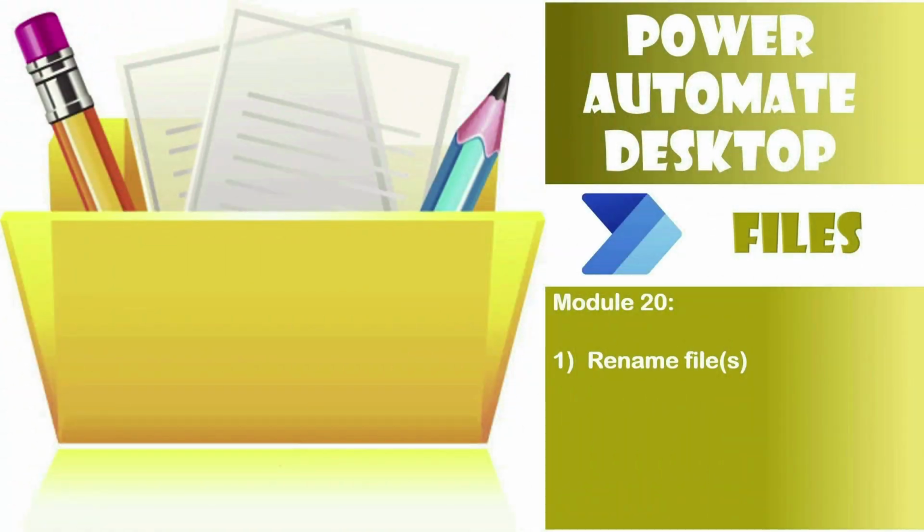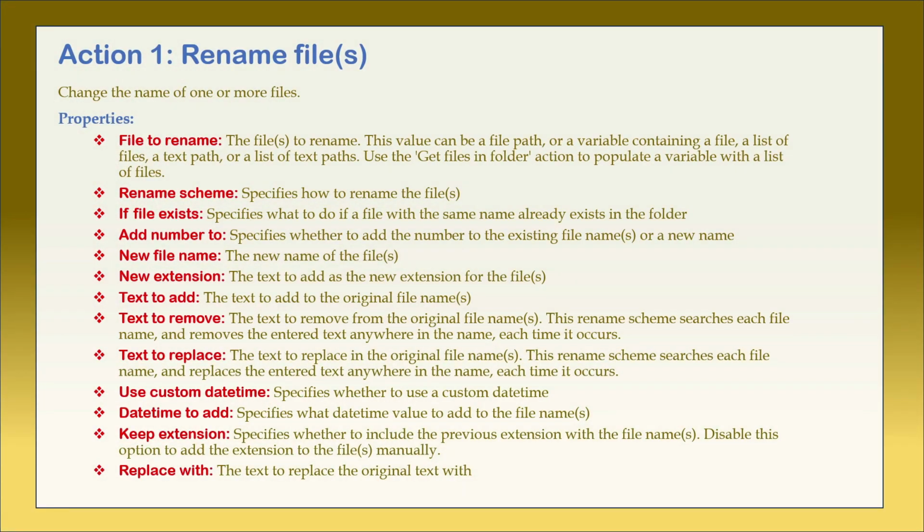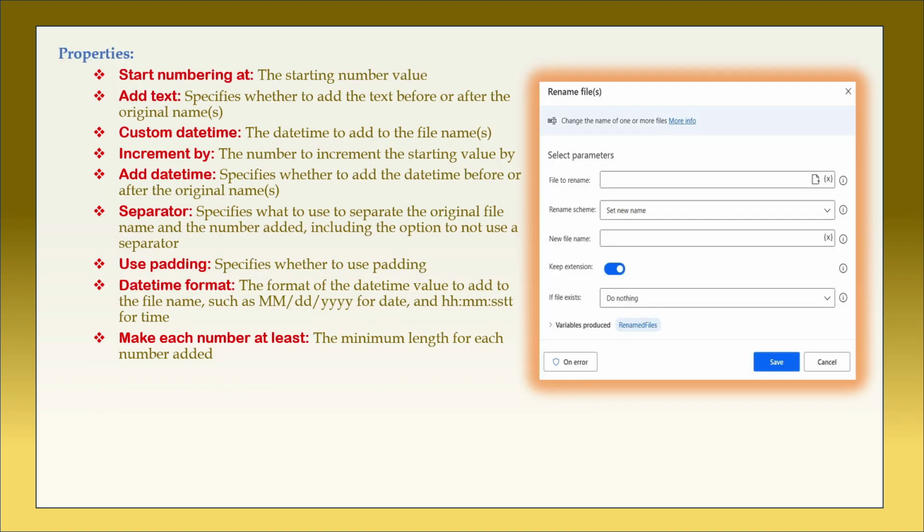My name is Vishal Bamlani, and in our session today, we will learn about the files actions provided by Power Automate Desktop. So the files action that we will cover in today's session is rename file. It helps us to change the name of one or more files. It has so many properties as you can see on the screen. It starts with file to rename, rename scheme, if file exists, add number to, and it continues on the next screen. I've added their individual descriptions for you all to refer.